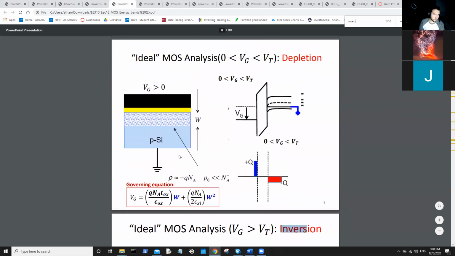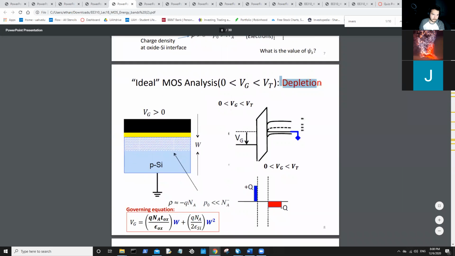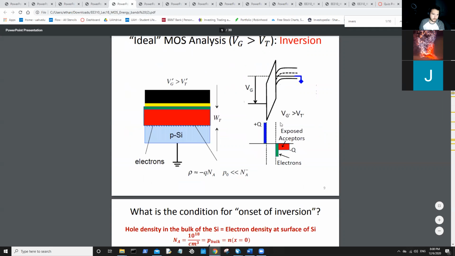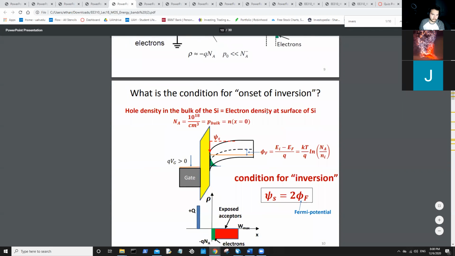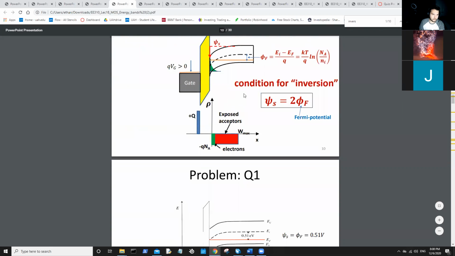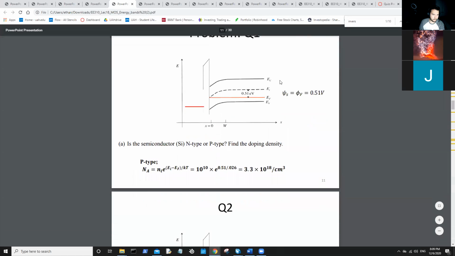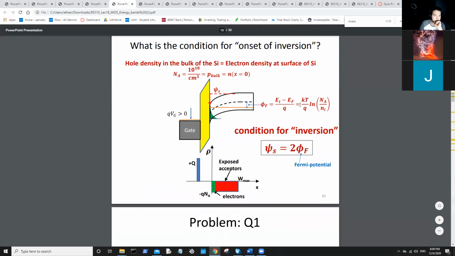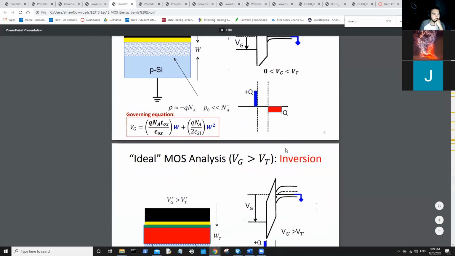So this is the governing equation in depletion. We're in the depletion regime, and this was its governing equation. Does it not use that equation? That's interesting.